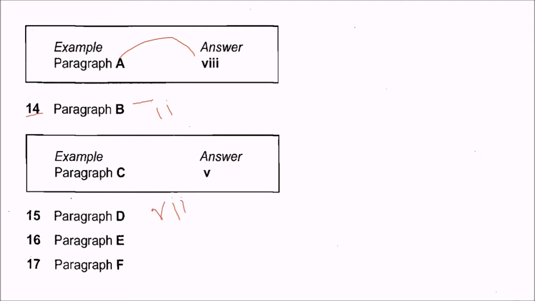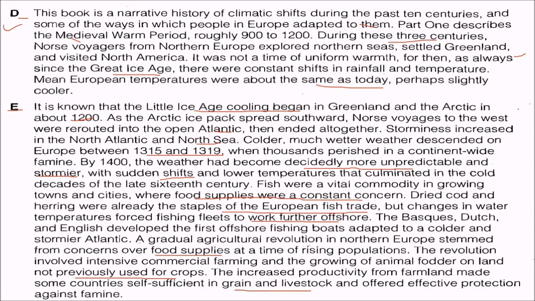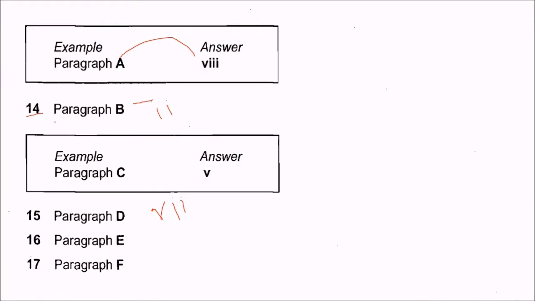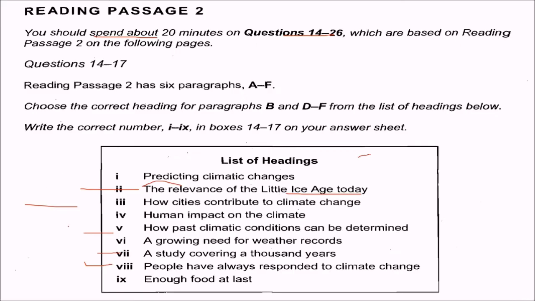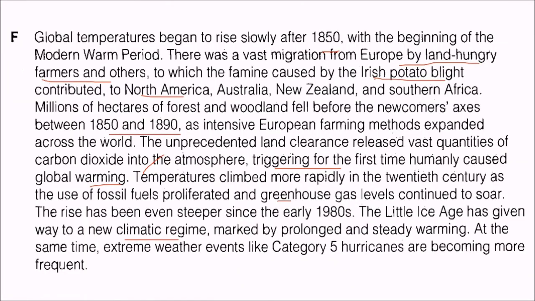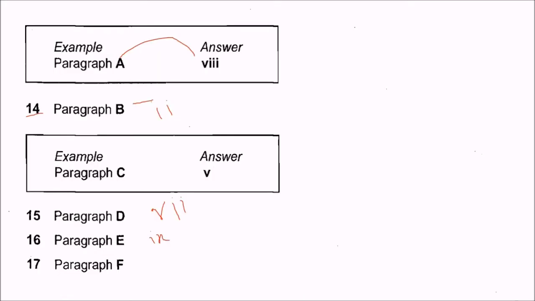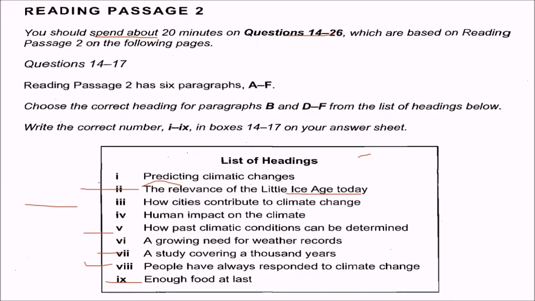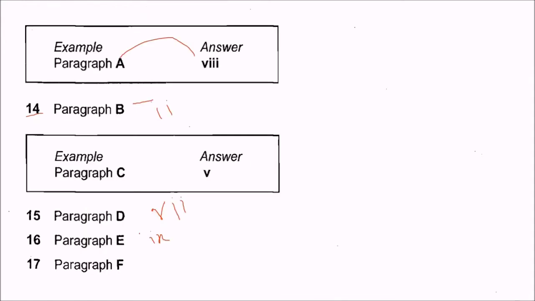Now paragraph E, if you go through paragraph E, this was about food and fish trade and livestock, etc. So this would be our "enough food at last", right? So this will be 9th. And paragraph F, the final one, was this, right? How it all started and global warming, etc. So F would be our IV, human impact on the climate, right? IV. That is the 4th one.